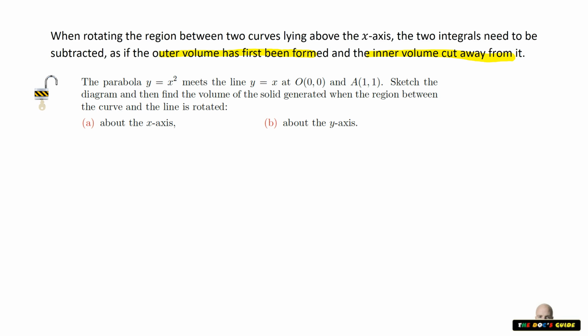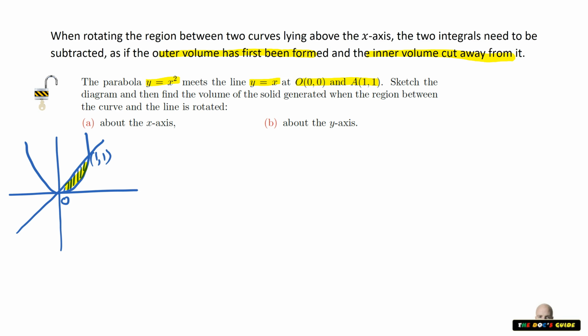So in this particular problem here, we've got this parabola meeting this line at these points, so they're supplied, we don't have to solve simultaneously. Sketch the diagram, so that looks like this, and then find the volume of the solid generated when this region in here is rotated first of all about the x-axis and then about the y-axis.